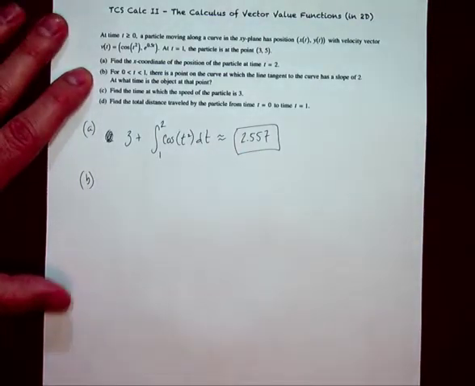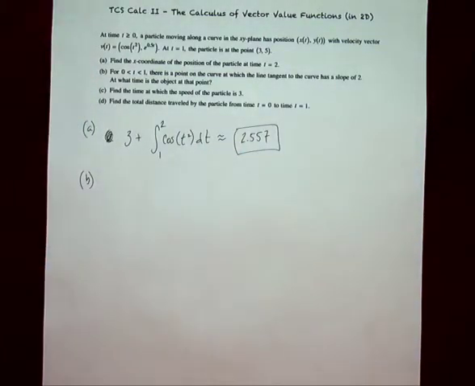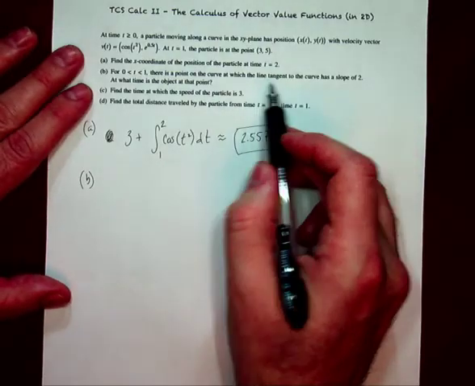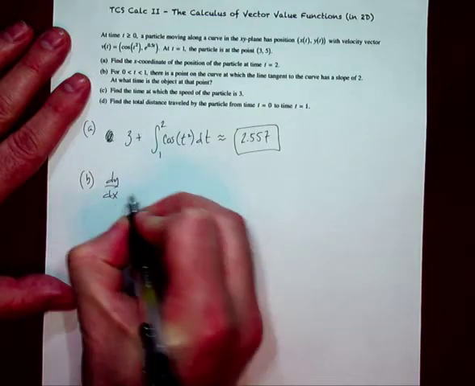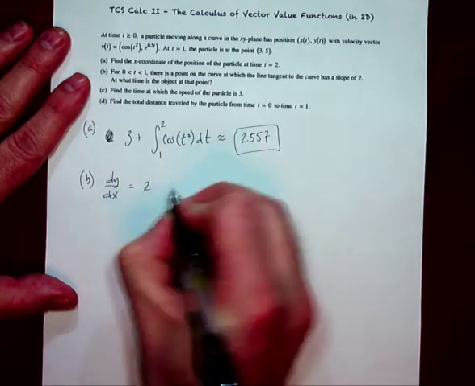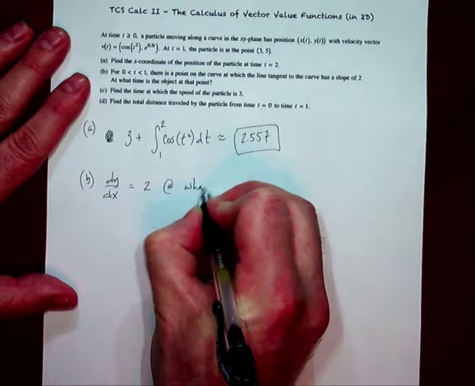Now, for part B, it says, for t between 0 and 1, there is a point on the curve at which the line tangent to the curve has a slope of 2. At what time is the object at that point? Okay, so what I'm really looking for is where the slope is 2. And by slope, they mean dy/dx is equal to 2 at what t?